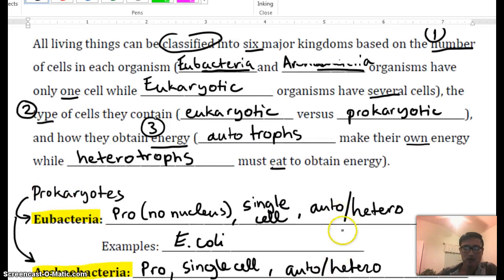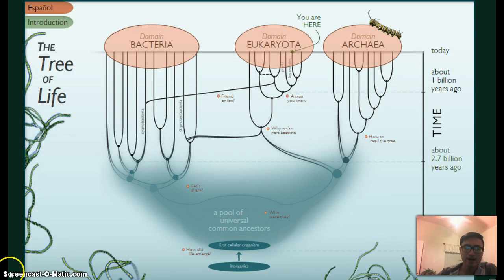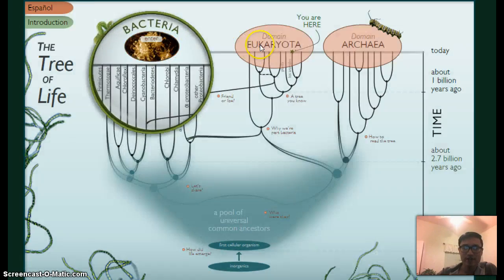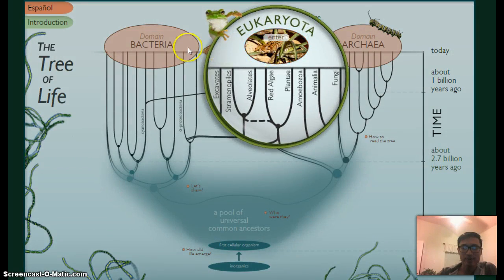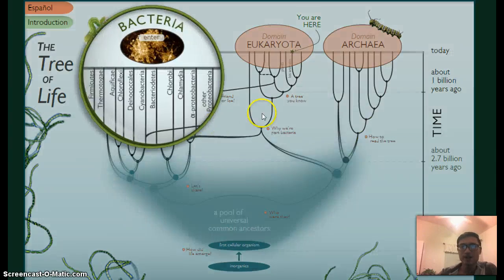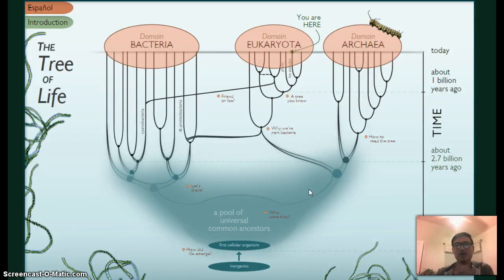Again, that's treeoflife.nmnaturalhistory.org. I already have it opened here. We have this tree of life, and you see how when I mouse over, you can check out different branches of the tree of life. We have bacteria, we have eukaryota, and we have archaea. Those are our three domains. Did King Philip come over for good soup? That D stands for domain.